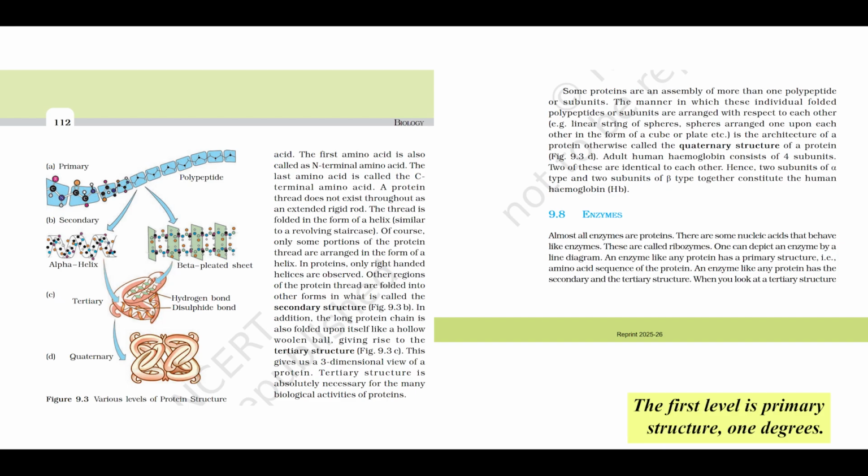The first level is primary structure, 1 degree. This is the most fundamental level. It simply refers to the sequence of amino acids in the polypeptide chain. Just the order of amino acids. Exactly. Which amino acid comes first, which is second, third, and so on, right to the very end of the chain. Think of it like the specific sequence of letters that make up a unique word or sentence. Okay, the linear sequence. Yes. And we represent this linear chain with a starting point and an end point.